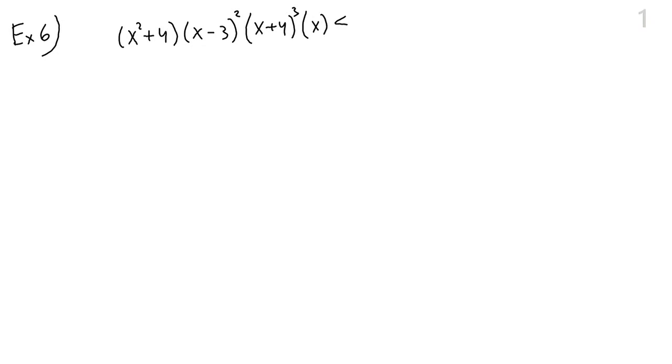For our final example, we're going to take a look at how we can take advantage of powers of positive and negative numbers, and we'll look more at this when we do rational inequalities later in the course. So let's say we have this example, x squared plus 4 times x minus 3 squared times x plus 4 cubed times x, when is that less than or equal to 0? So there's several things here, and we can look at each factor.